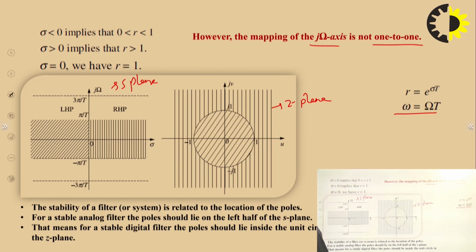Here you can see that if sigma is less than 0, R ranges from 0 to 1, that is this part. When sigma is greater than 0, R is greater than 1, beyond this part. Sigma equal to 0 means R is equal to 1, on this position. This position is converted into this position. Regarding the stability of the filter related to the location of the poles, for a stable analog filter the poles should lie in the left half of the S plane. That means for a stable digital filter, the poles should lie inside the unit circle in the Z plane. This is the condition for stability.